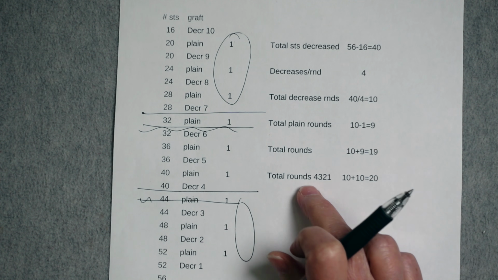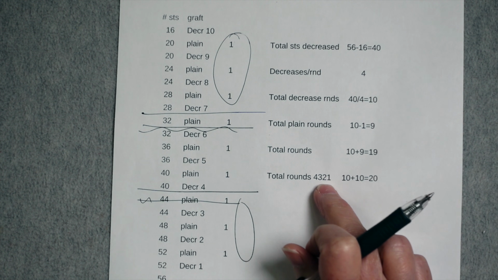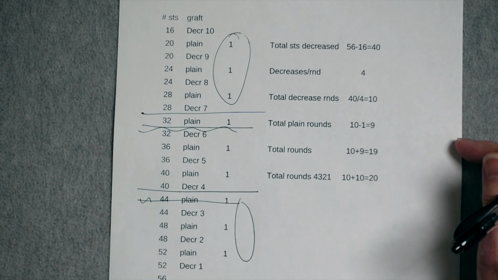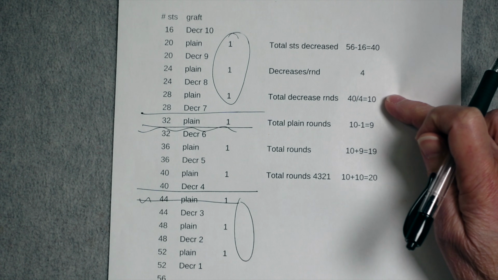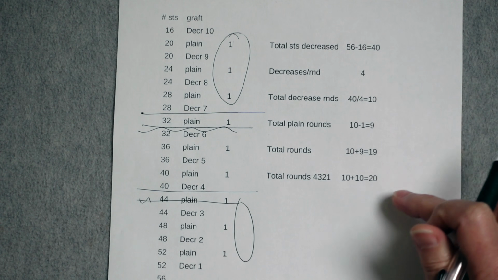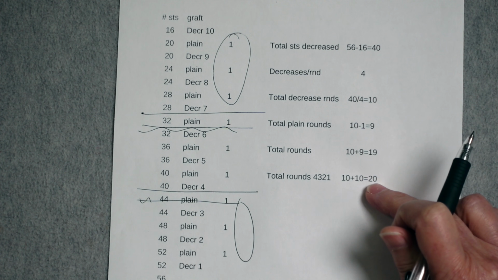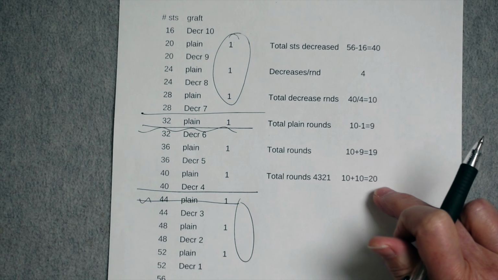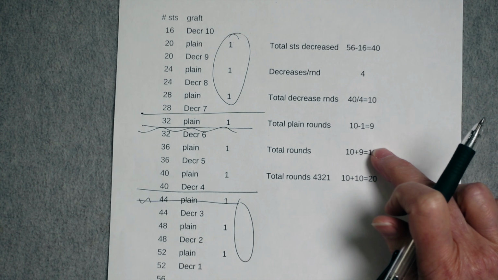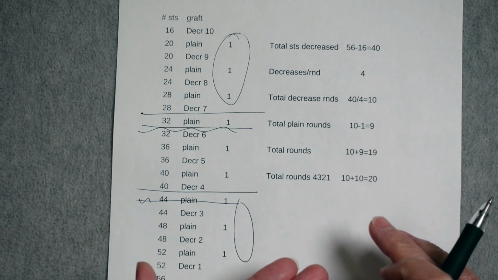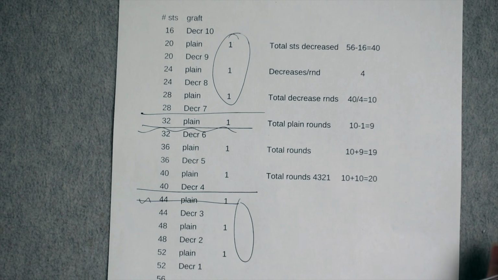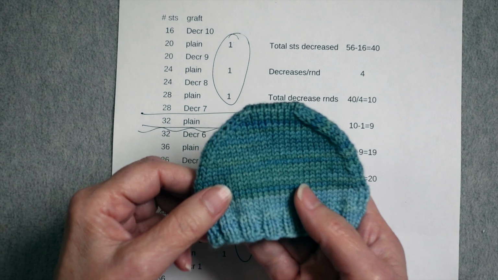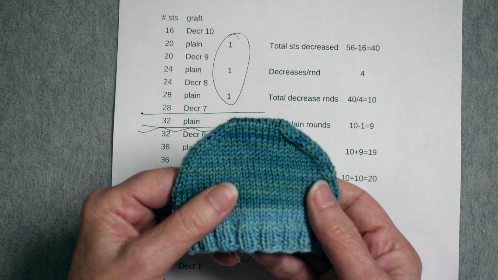But if we were using the 4, 3, 2, 1 scenario, we would know that our total decrease rounds was 10. But our total plain rounds would also be 10 because it would always be 10 if we're doing 4, 3, 2, 1. So in this case, instead of 19 rounds, we were going to have 20. It's only 1 round difference if we decide to use this version, the 4, 3, 2, 1 version.